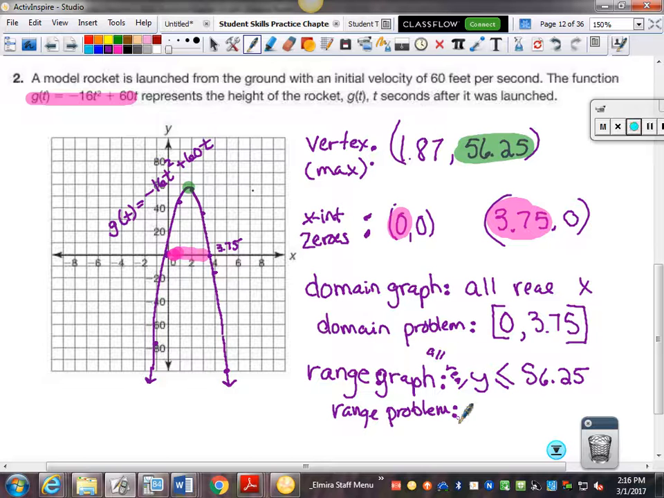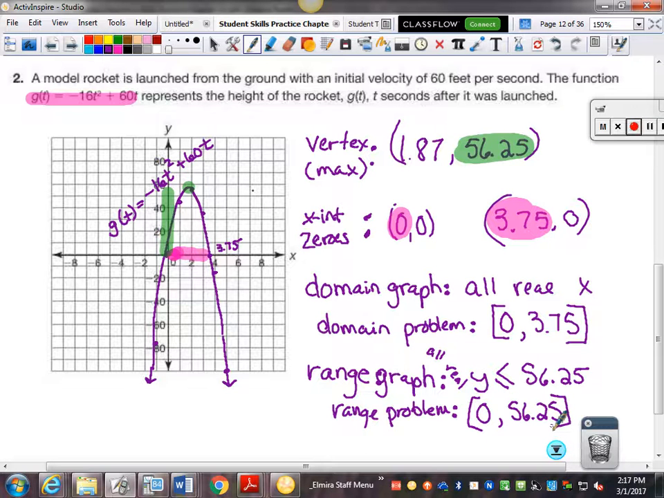Here's where common sense comes into play, guys. The rocket was never underground. We're not interested in any y values where the rocket was underground. So our y values start at 0. Then the rocket takes off and goes up. How high does it go up? It goes up to that 56.25. And that is the range of my problem.